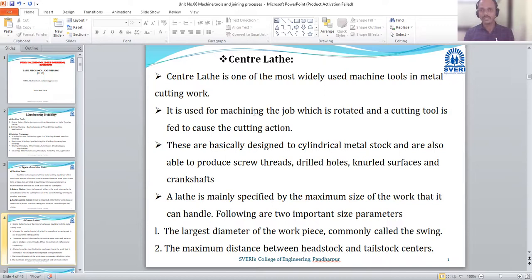So how was the lathe machine? Have you seen that lathe machine? Lathe machine pahile hai ka?